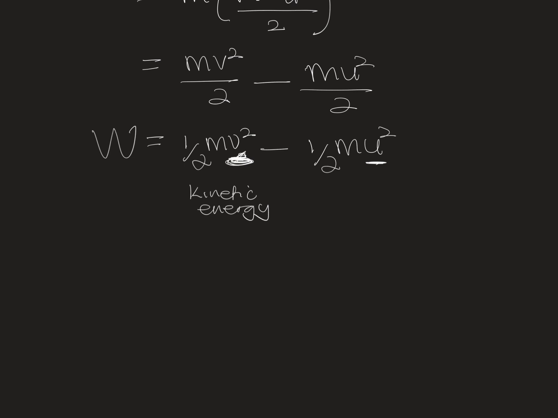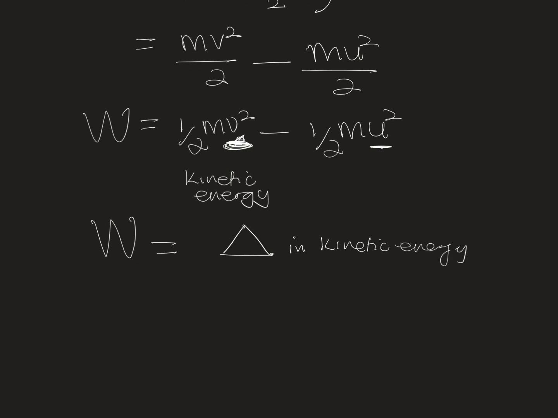So simply, for a moving object, the work done is simply the change in kinetic energy. As you can see clearly from the equation, it is the kinetic energy for the final velocity minus the kinetic energy for the initial velocity. So that simply tells us that for a moving object, the work done is equal to the change in kinetic energy.